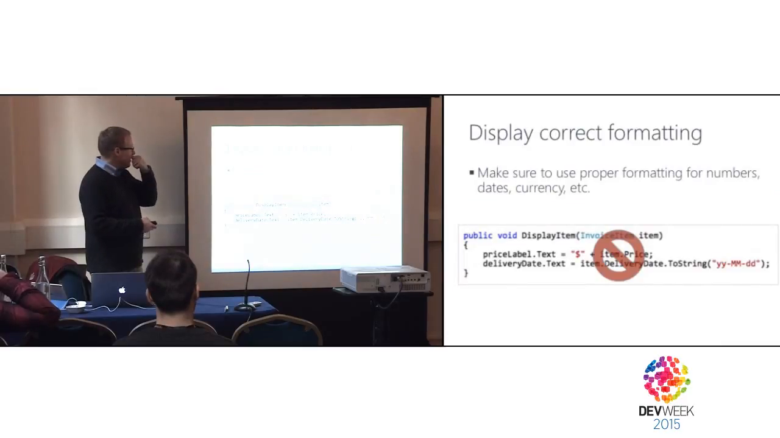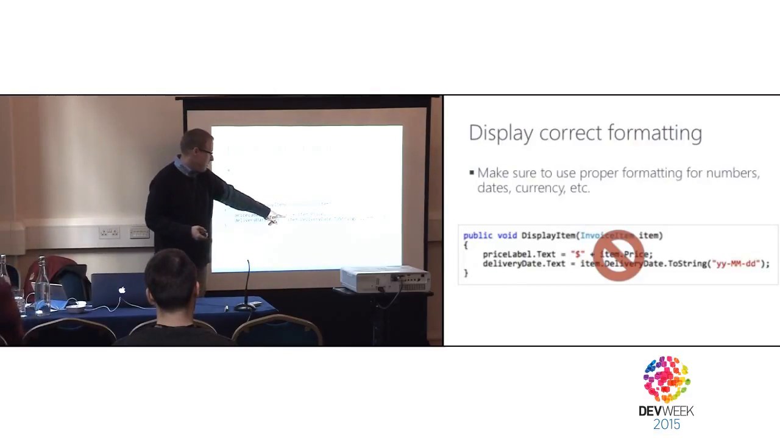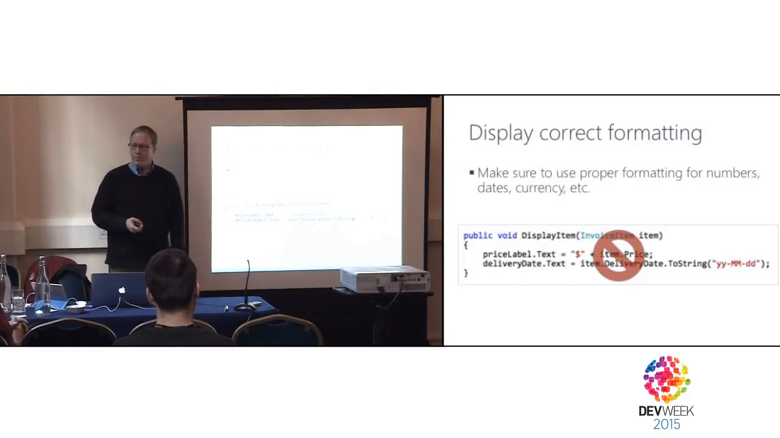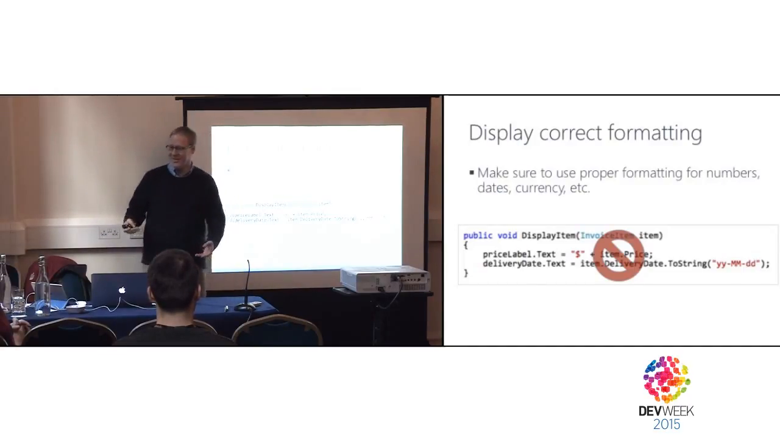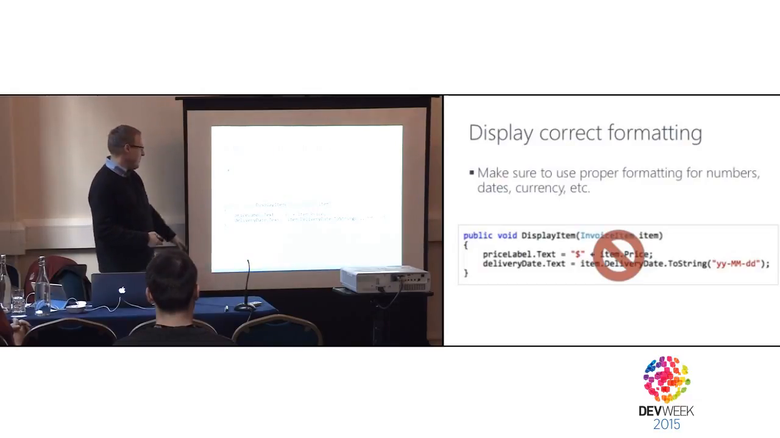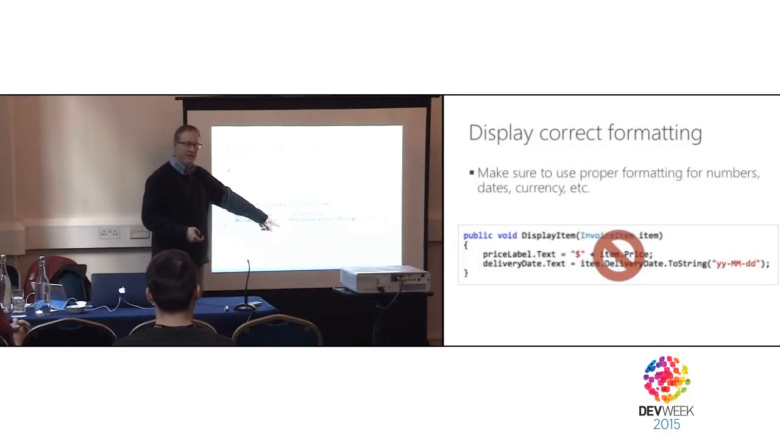So one big thing that comes out of this is formatting. This actually is pretty huge. For instance, here we've got a price label where we're just prepending a $. Well, the reality is, as much as the U.S. would like to think it is, not everybody deals in U.S. dollars. And so we want to be really careful about how we format things like currency and dates.